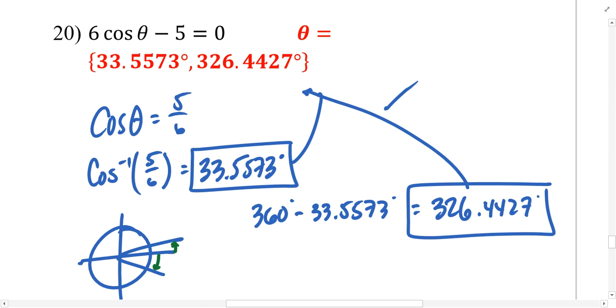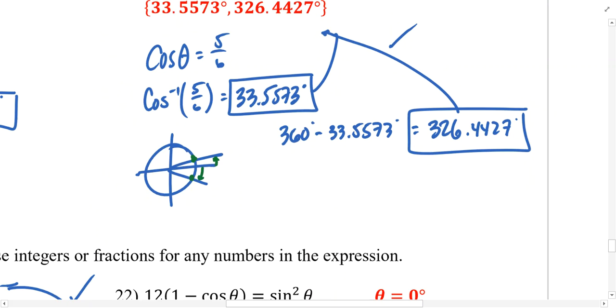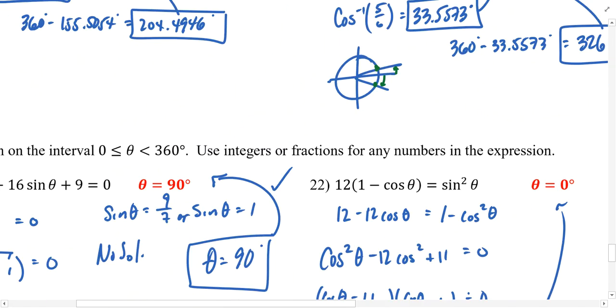For number 20 and problems like it, first you need to make sure that the trig function is by itself. So we added 5 and divided by 6 on both sides of the equation. Then evaluate cosine inverse at this fraction. That's going to give us a nice angle measure. Since this is cosine, I'm going to subtract this angle measure from 360, and we'll find the other position that has the same x value to be at 326 degrees.